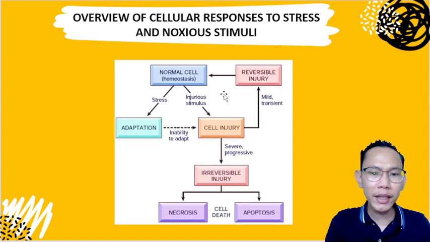However, if it's an injurious stimulus, it will go directly to cellular injury. And this cellular injury may become severe or progressive. When this cellular injury is severe or progressive, anong nangyayari? Magkakaroon tayo ng irreversible injury. And we do not want that to happen for the cell because that is now your cell death. Your cell death has two types. Irreversible injury can be your necrosis and your apoptosis.